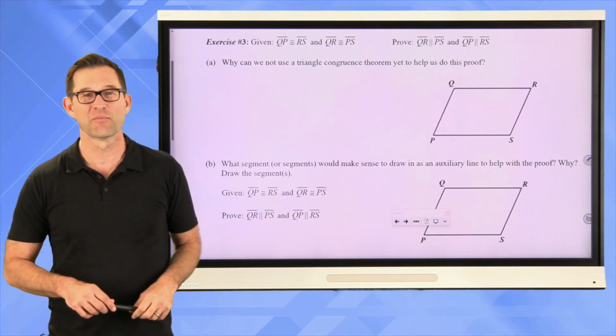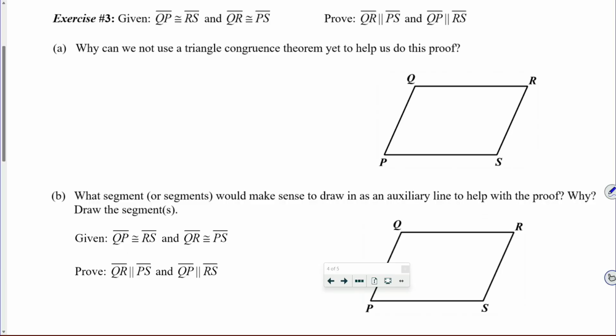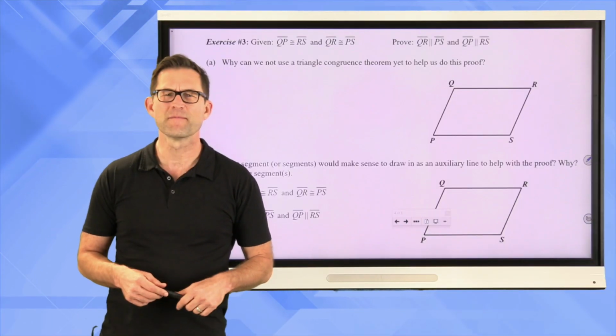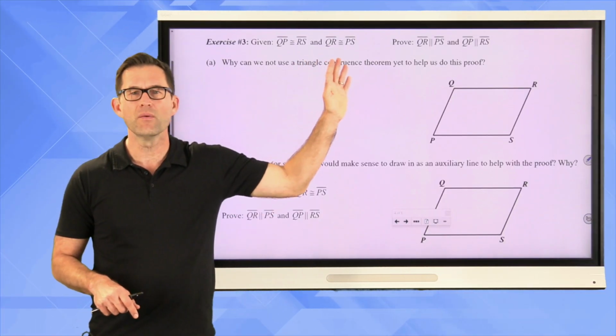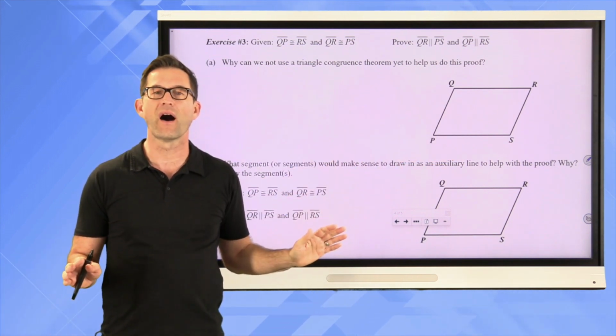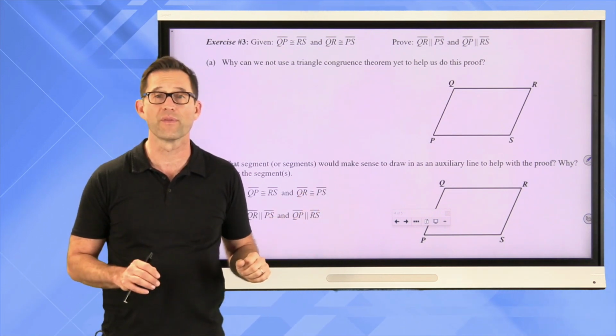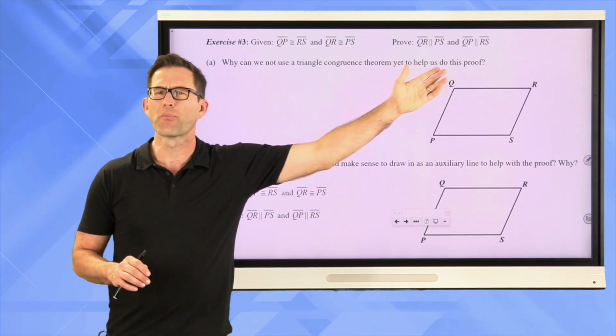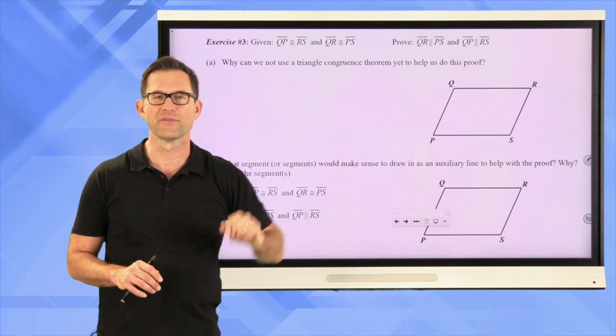Let's take a look at exercise number 3. Given that segment QP is congruent to segment RS and segment QR is congruent to segment PS, prove that segment QR is parallel to segment PS and segment QP is parallel to segment RS. All right, so this is all we know about this quadrilateral. And in Unit 6, we're going to be studying quadrilaterals a lot. So auxiliary lines are going to be very important there. And we need to somehow prove that the opposite sides are parallel to each other.